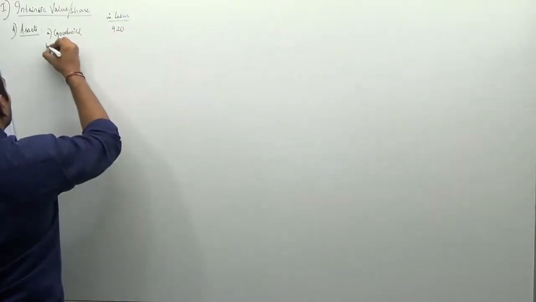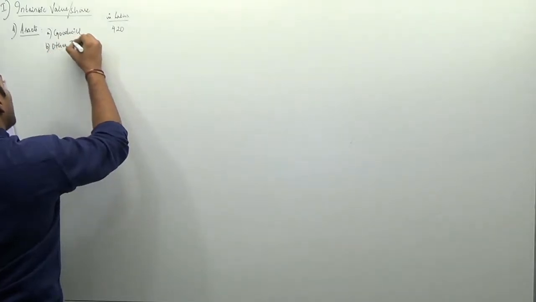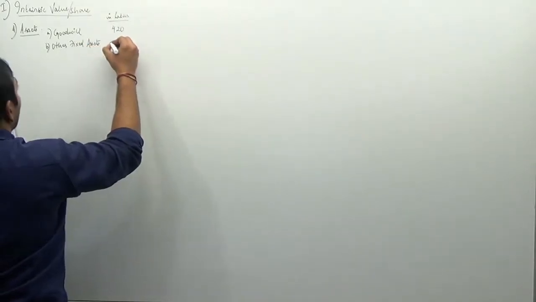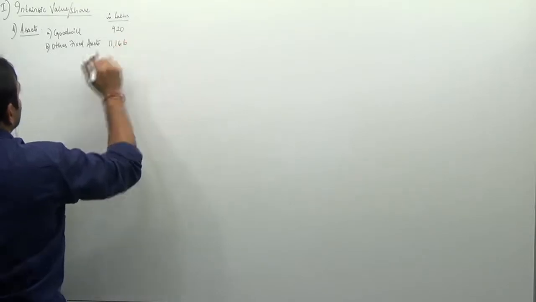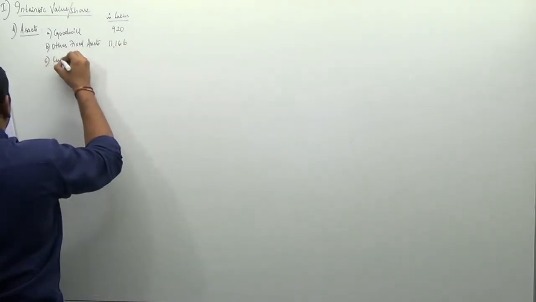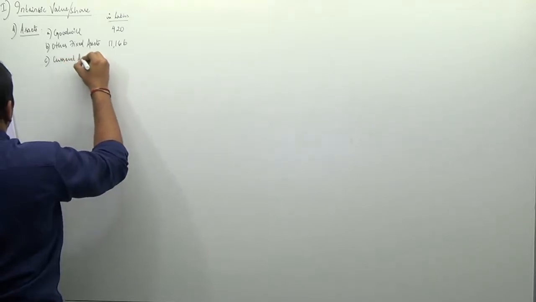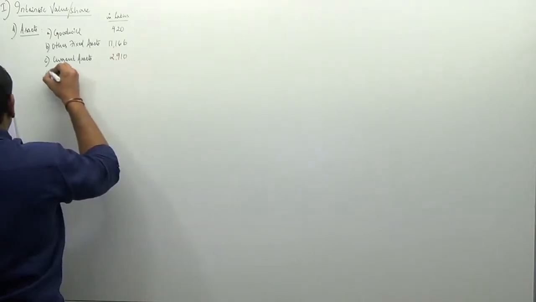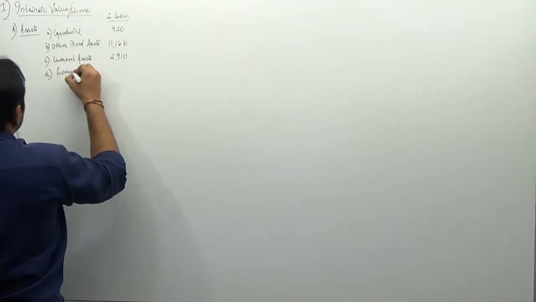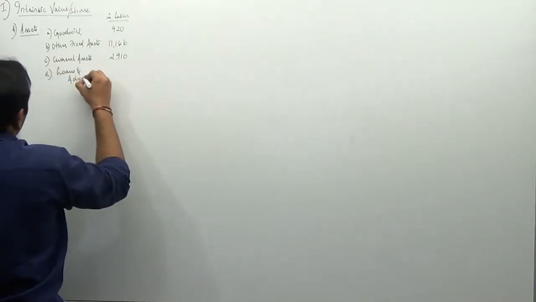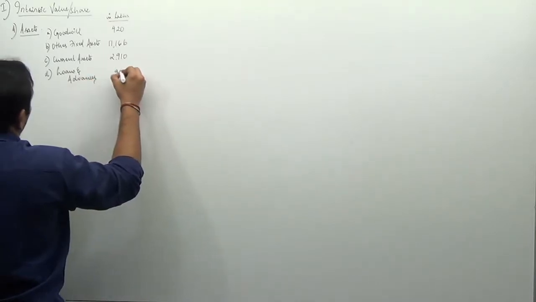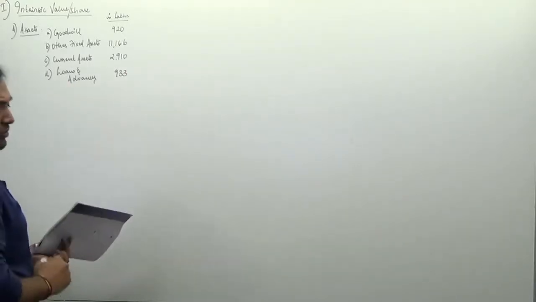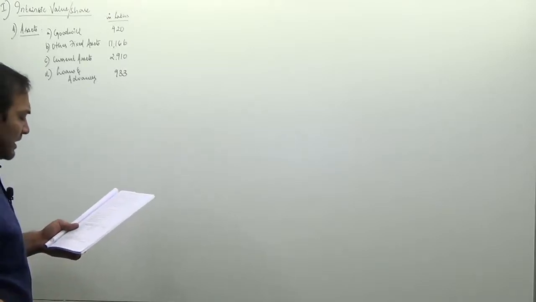420. Other fixed assets, 11,166. Current assets, 2910. Loans and advances. Miscellaneous expenses, anyways, there is no realizable value, so I wouldn't be considering that.